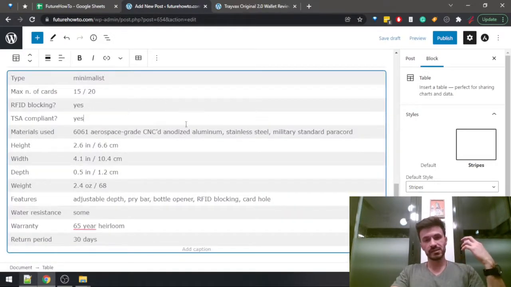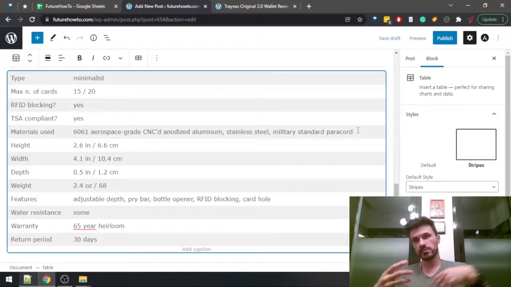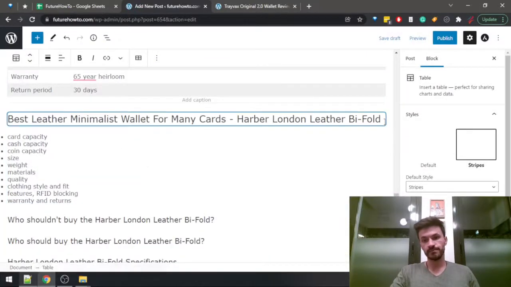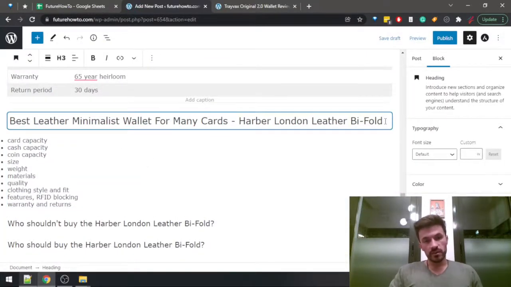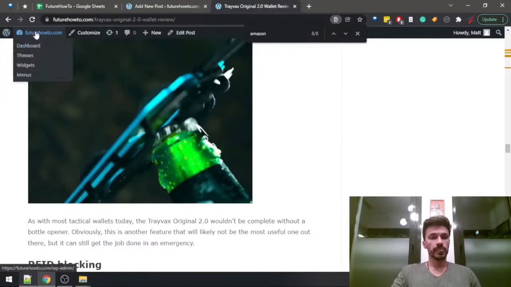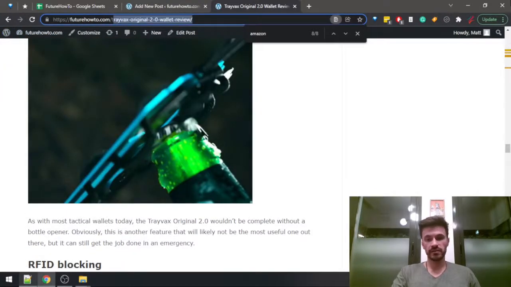I still haven't done this because this blog is lacking a lot of standardization. You know, I should go over all of the stuff one more time and make sure I'm doing everything in the same way in all of the articles. For now, this is pretty good. So we got one more item covered. Best leather minimalist wallet for mini cards. Harbor London leather bifold. Okay. Now let's find this review.